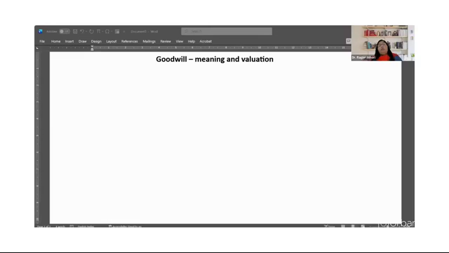Hello students, welcome to today's session on goodwill valuation. Before we start about goodwill valuation, let me give you a small brief about what exactly is goodwill, what is the meaning of goodwill, and then we can better understand how to find out the value of goodwill.